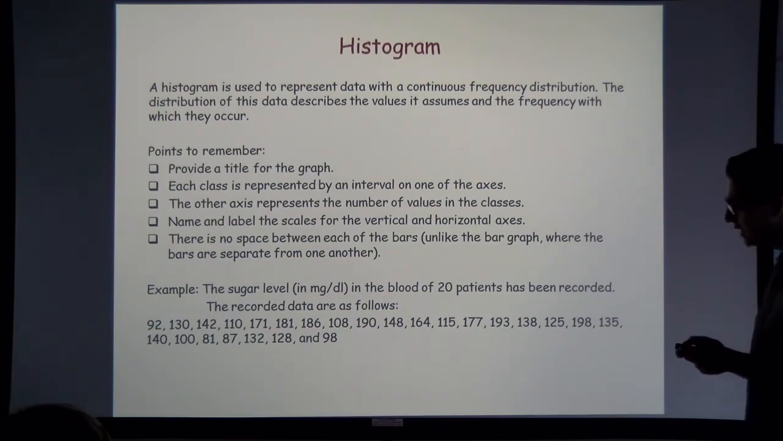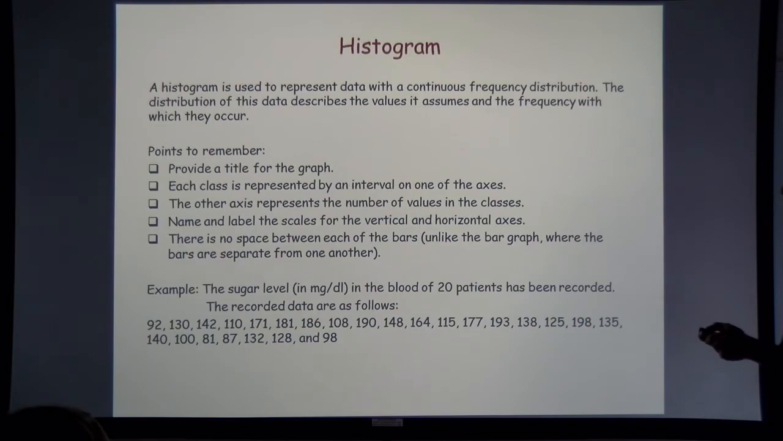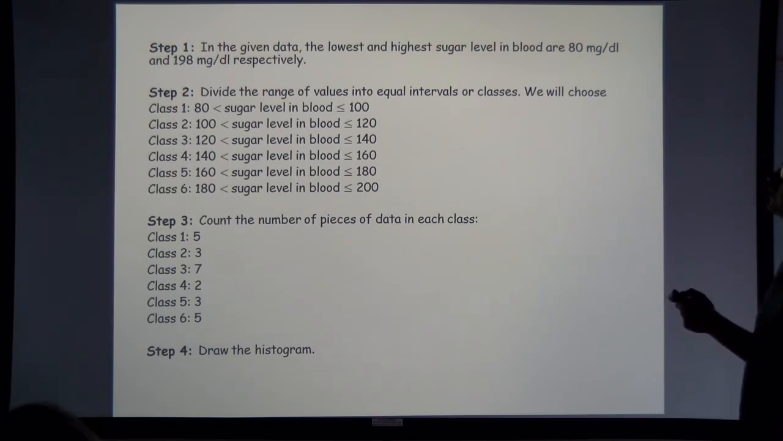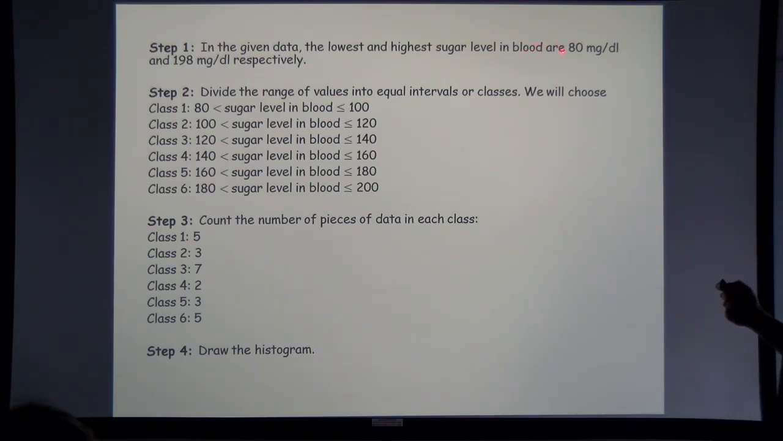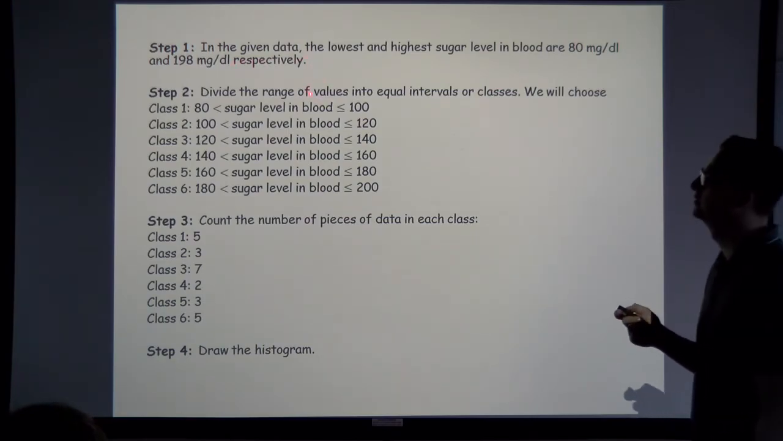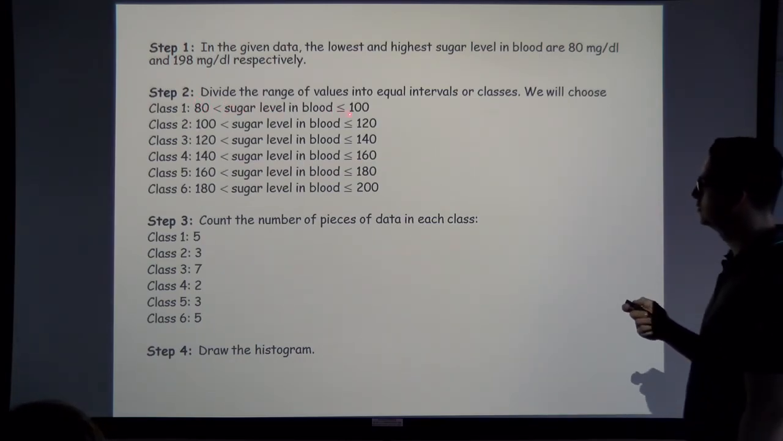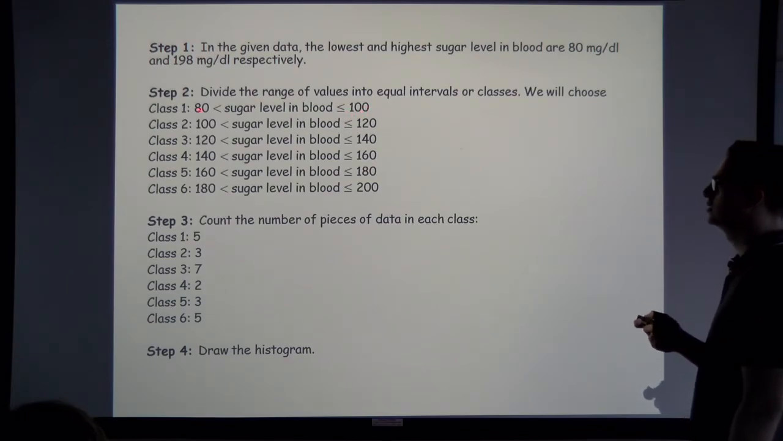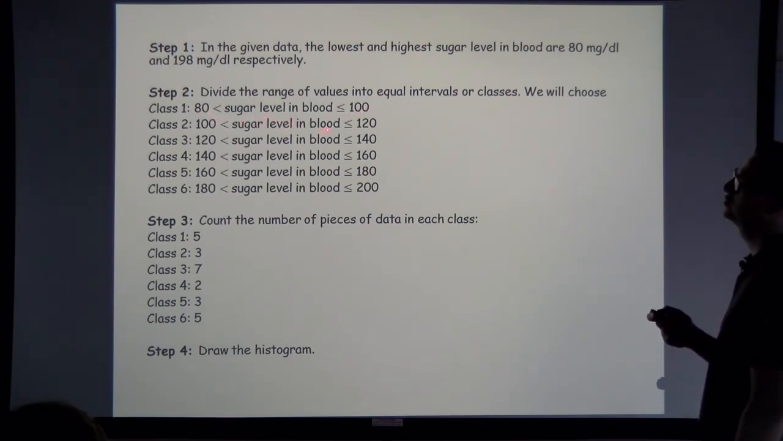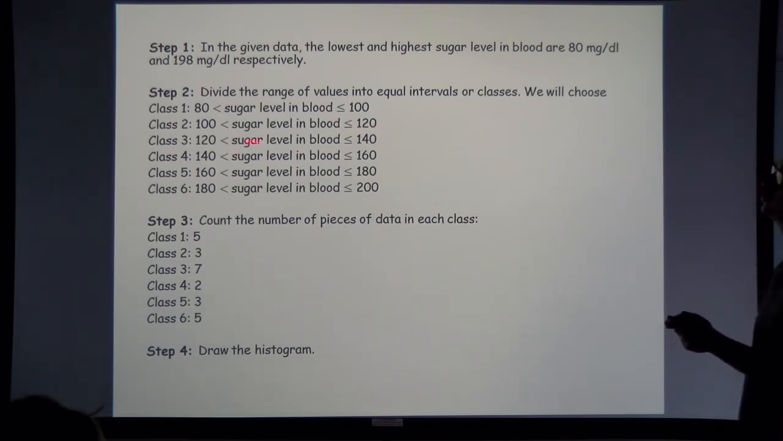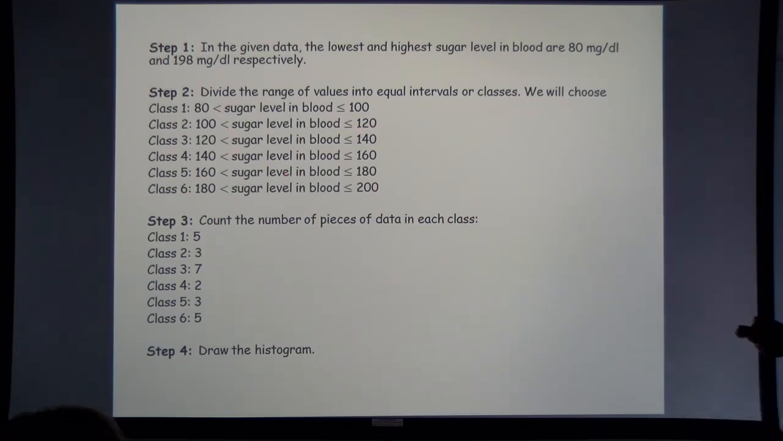The example we have here is that the sugar level in the blood of 20 patients has been recorded. The recorded data is as follows. What we want to do is write it from lowest to highest. The sugar levels in the blood are 80 and 198 respectively. So you're going to divide the range of values into equal intervals or classes. Class 1 is going to be an 80 or below sugar level in blood, which is less than or equal to 100. Class 2 is going to be 100 less than sugar blood level, less than or equal to 120, and so on and so forth. Then count the number of pieces of data in each class.